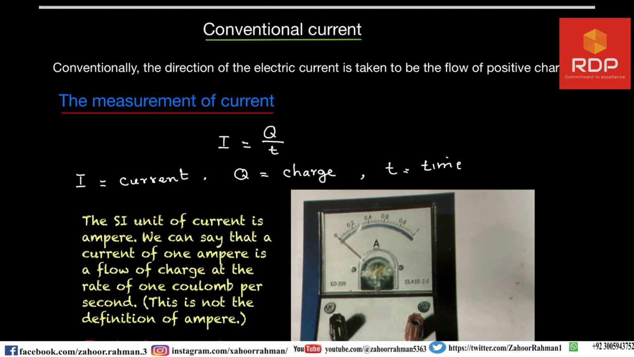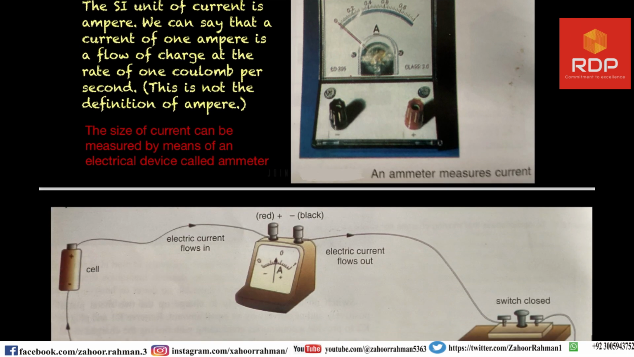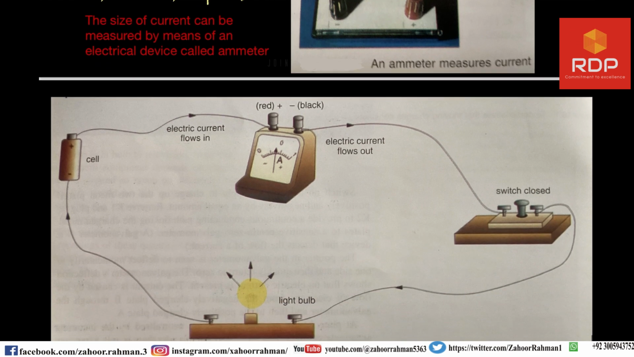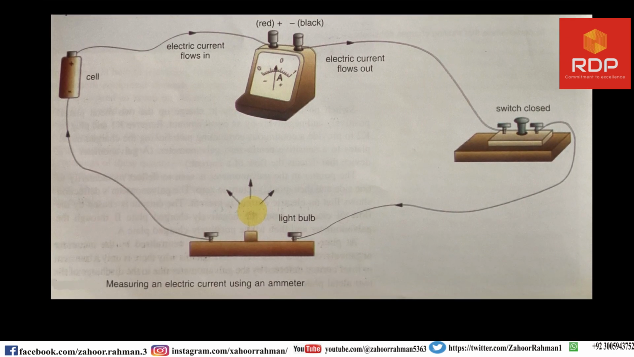A larger current of say 10 ampere, a very large current, will mean that 10 coulombs of charge flows past a given cross section of a conductor in 1 second. The size of the current such as 1 ampere or 10 ampere can be measured by means of an electrical device called ammeter as shown in the figure. This is the ammeter. So this is used for the measurement of the current.